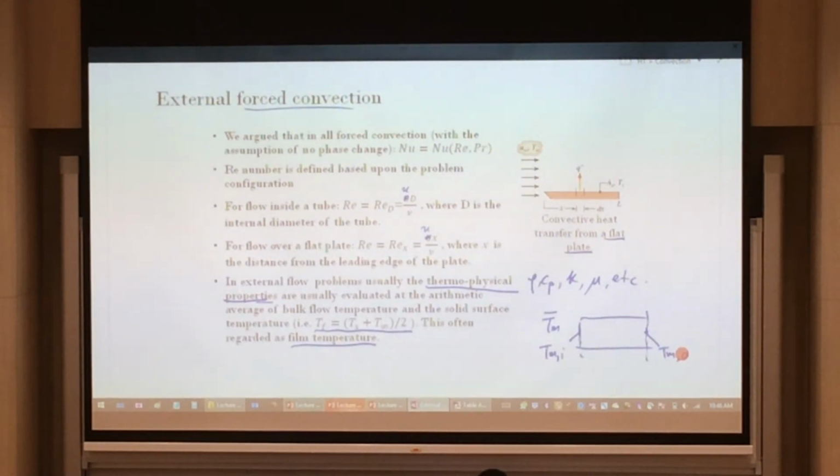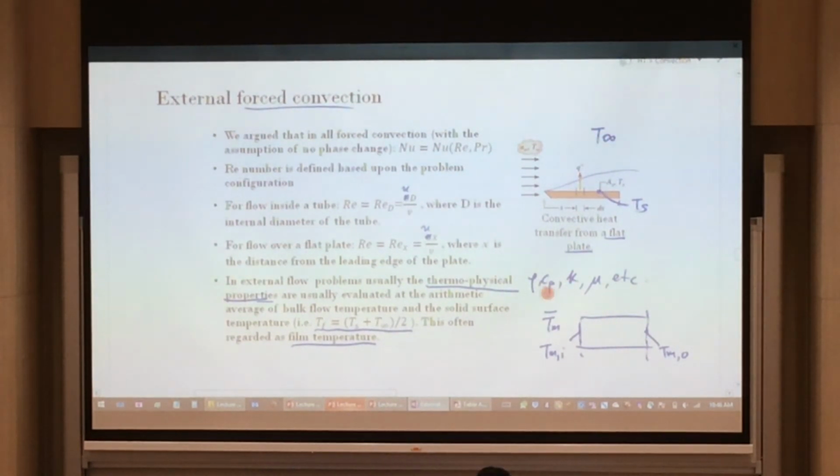But in this slide over here, we are not talking about that anymore. We're talking about external flow. External flow means that there's going to be a boundary layer, a surface temperature, Ts, and an ambient temperature, T infinity. If we need to find all these thermophysical properties, we look up the table again and find the temperature that we are after, to find the corresponding physical property. And that temperature will be the film temperature.